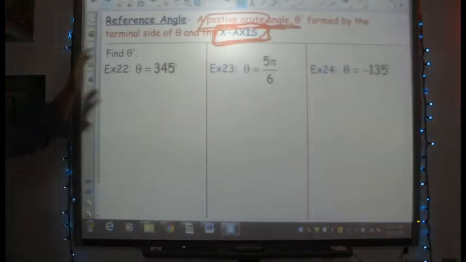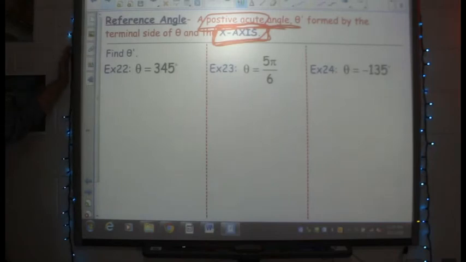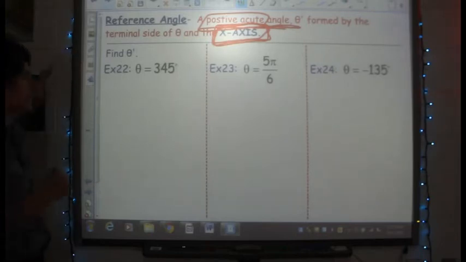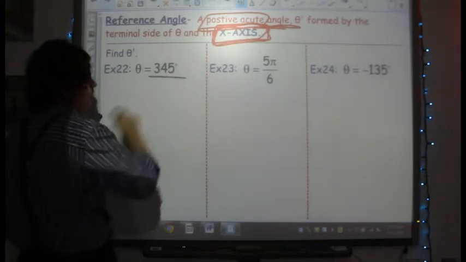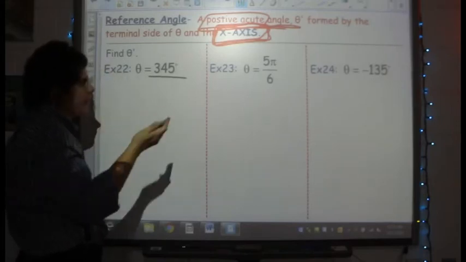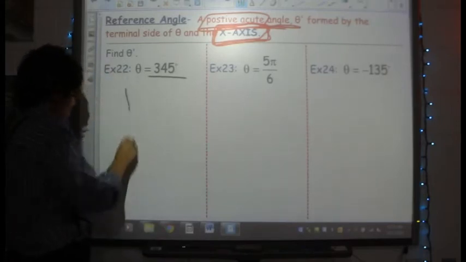So number 22, 23, and 24, they want us to find the reference angle. This is not a coterminal angle. We're not finding something that ends in the same spot. Instead, we're finding how far it is to the x-axis. So here we have 345 degrees. Well, 345 degrees is almost 360, so I am in the 4th quadrant.